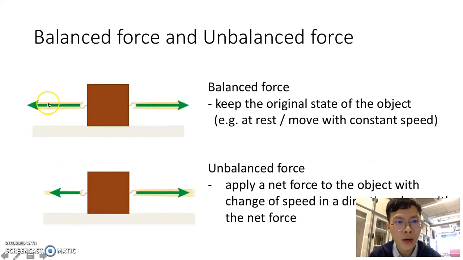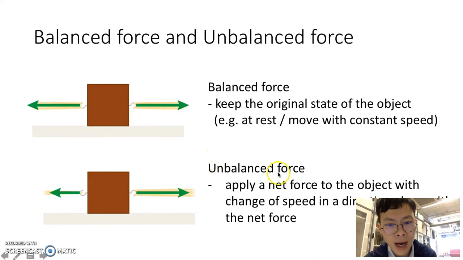And then it comes to the balanced force and unbalanced force. For balanced force, for example, in this picture here, we've got the left-hand side force and right-hand side force. Both are equal in size, but in opposite direction. So the bus will not move. If the bus at the beginning is not moving, then it will keep its original state and just not move. But if the bus is actually moving at a constant speed, then if we apply a balanced force on it, the bus will also move with constant speed.